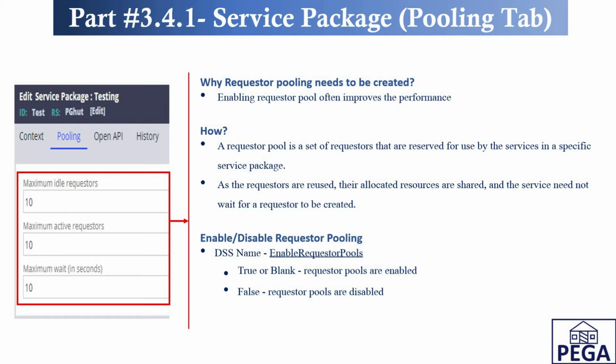Now you can enable and disable this requester pooling by using the DSS. The DSS name is enable requester pool. It can be true or blank. When it is true or blank, requester pools are enabled. When it is false, requester pools are disabled. Now I hope it's clear.